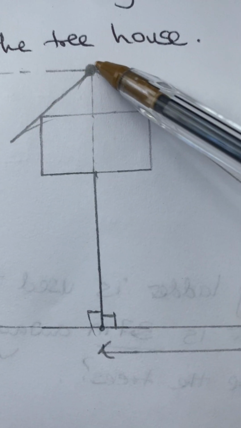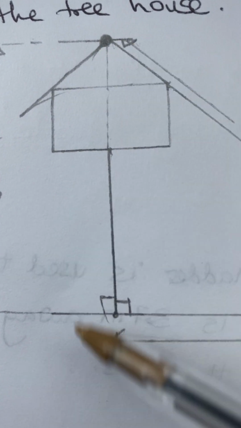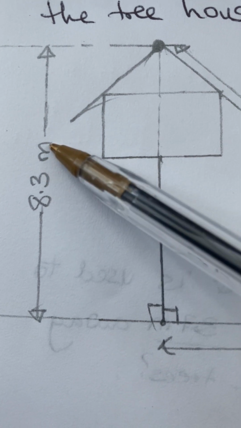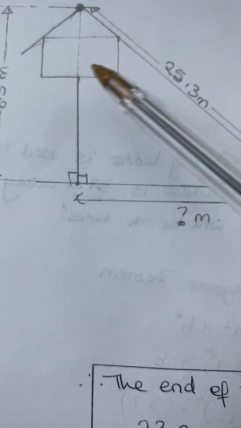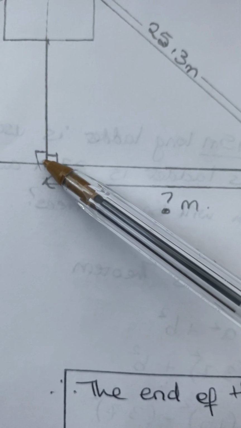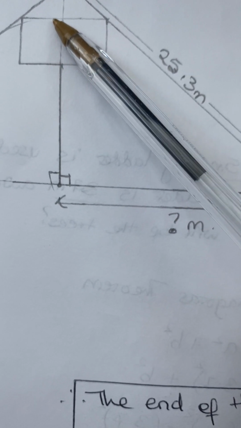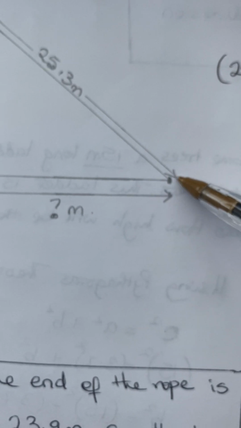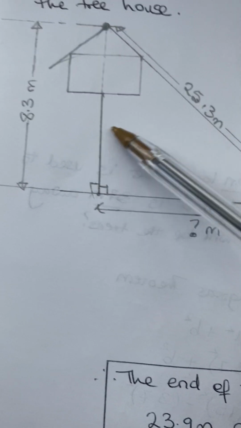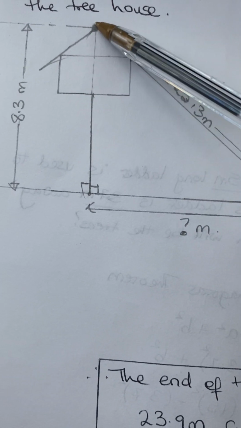Now this rope supports the tree house from the top there all the way down there, and it's 25.3 meters. The height of the tree house from the ground to the top there, the apex, is 8.3 meters. Now the question is asking us, so this is the tree house here, what is the distance between the end of the ground, because the tree house is at the top there, from here to there. That's what you are finding. So you know it's a right angle triangle. This height here to the top has been given to you there.